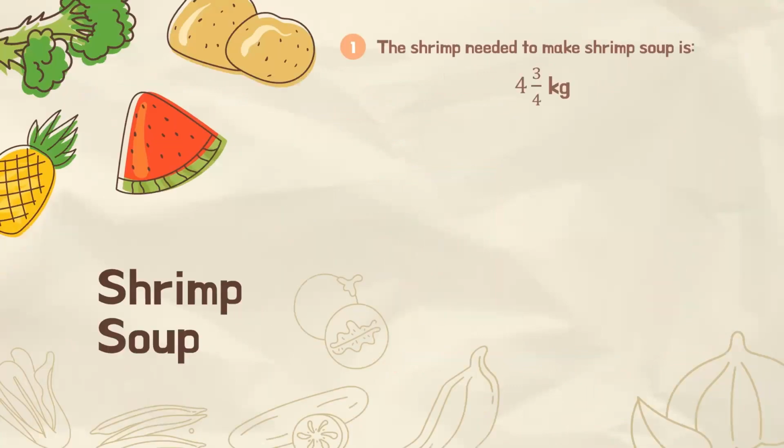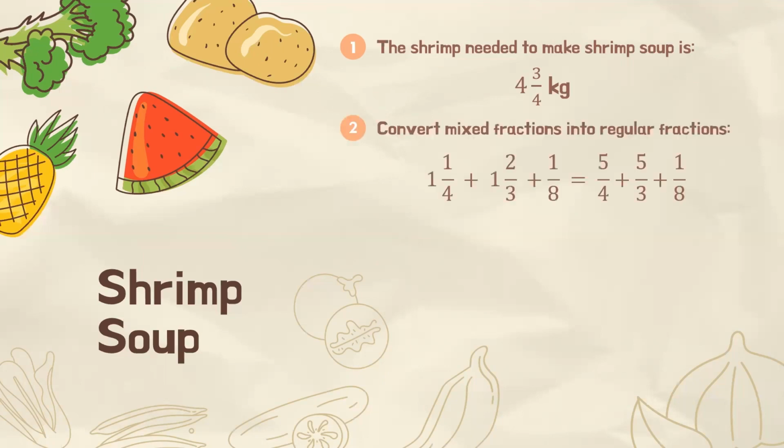The first step, we need to know that the shrimp Mr. Kim needed to make shrimp soup is 4 3/4 kilograms. Then, we calculate the total shrimp bought by Mr. Kim from the 3 supermarkets mentioned earlier, which we have 1 1/4 kilograms from Carrefour, 1 2/3 kilograms from Walmart, and 1/8 kilograms from Costco. The way to solve problems about mixed fractions can be done in 2 ways. The first is to convert mixed fractions into regular fractions. We will use the first method to calculate how many shrimps are needed and have been purchased.